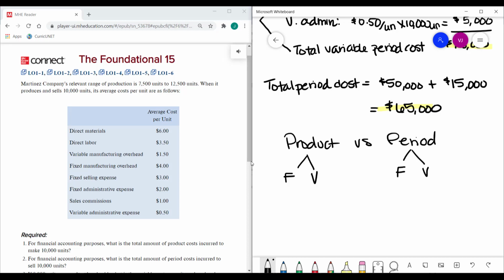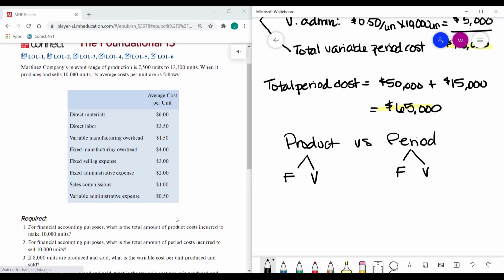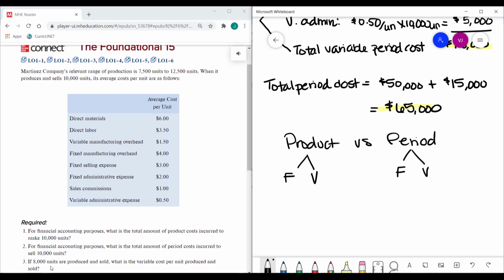So that helps us lead into the next question. The next question asks us, if 8,000 units are produced and sold, what is the variable cost per unit produced and sold? Did this question ask us for total variable product cost or total variable period cost? No, it just asks us for what the variable cost is per unit. So total variable cost per unit.